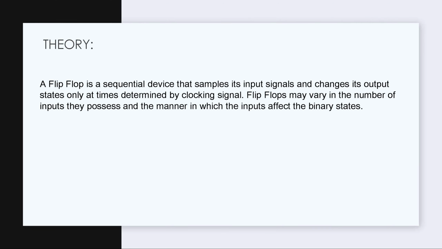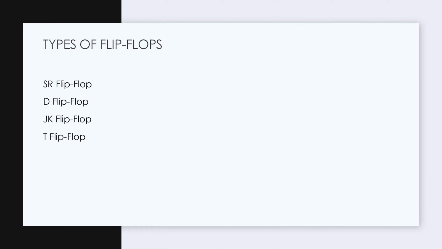A flip-flop is a sequential device that samples its input signals and changes its output states only at times determined by a clocking signal. Flip-flops may vary in the number of inputs they possess and the manner in which the inputs affect the binary states. There are 4 types of flip-flops. They are SR flip-flop, D flip-flop, JK flip-flop, and T flip-flop.